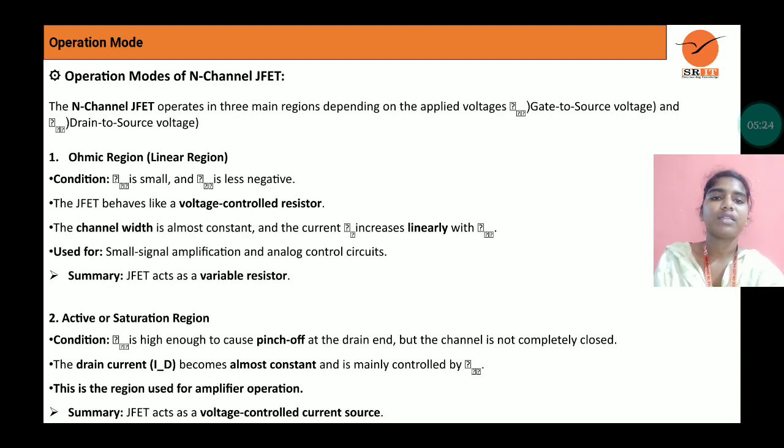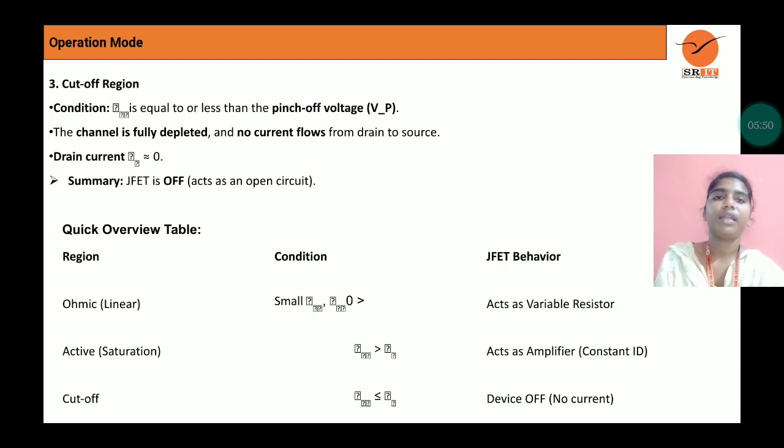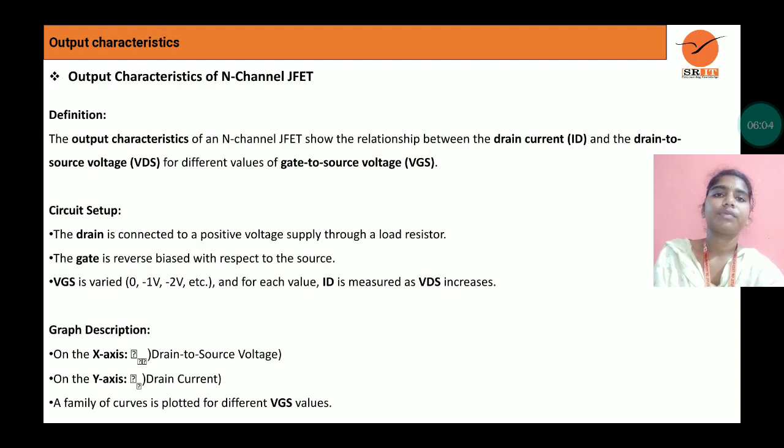Second, the active or saturation region. The condition is enough to cause pinch-off at the drain end, but the channel is not completely closed. The drain current ID becomes almost constant and is mainly controlled by VGS. This is the region used for amplifier operation. Summary: the JFET acts as a voltage controlled current source. Third, the cutoff region. The condition is VGS equal to or less than the pinch-off voltage. The channel is fully depleted, and no current flows from the drain to the source. The drain current equals 0. Summary: the JFET is off.